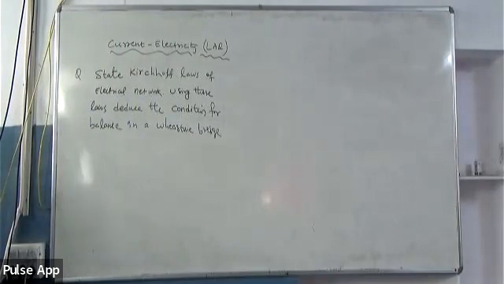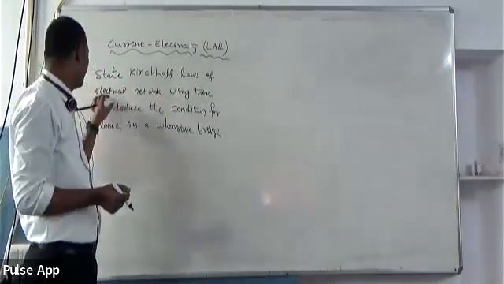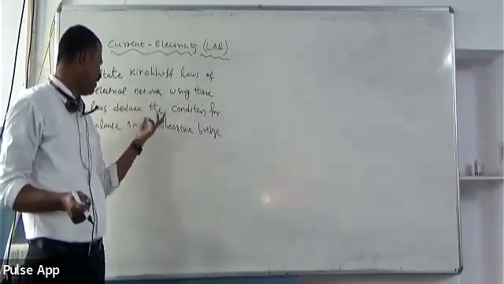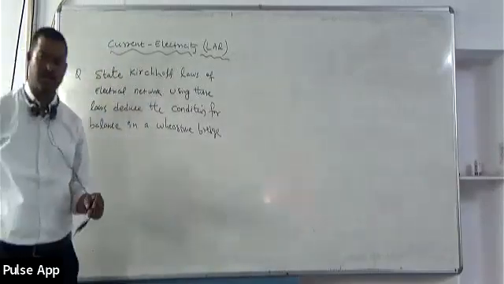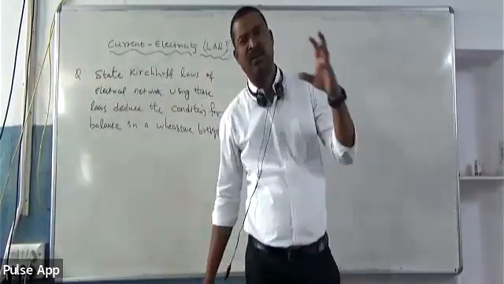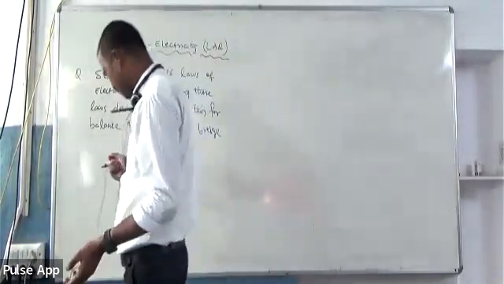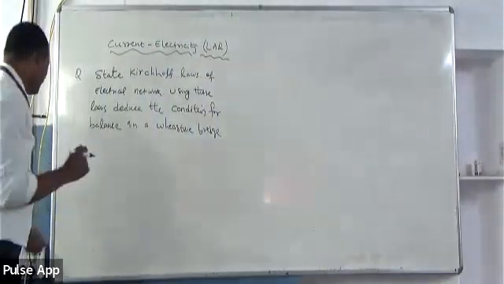Look here. Simple. The question given is: state Kirchhoff laws of electrical network. Using these laws, deduce the condition for balance in a Wheatstone bridge. So first, what are the Kirchhoff laws of electrical network? We'll see. And we'll try to apply this to Wheatstone bridge and get the balancing condition for that. Okay. Right. First law.